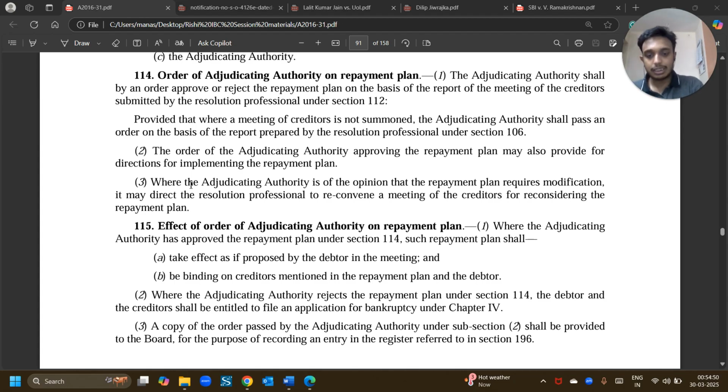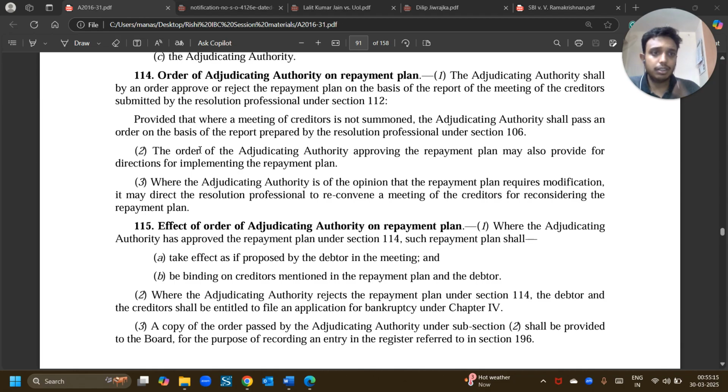The creditors will sit, the creditors will discuss the repayment plan and then take a call. That is communicated to the RP. The RP will then go through everything and then make a report. That report will then go to the adjudicating authority. So it's kind of a 3-step verification here, and ultimately the call will be taken by the adjudicating authority based on whatever comprehensive record that it has seen.